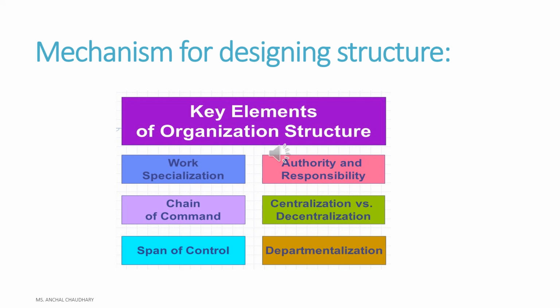Next is your centralization and decentralization. It focuses on which activities need to be centralized and which activity or task needs to be decentralized. So it should be planned after considering these factors. Next is your span of control. Span of control, as I told you, means you should be well aware of whom you are going to report to, who will be the responsible manager, aapko kisko jaake report karna hai. So there should be a proper, clearly defined span of control.